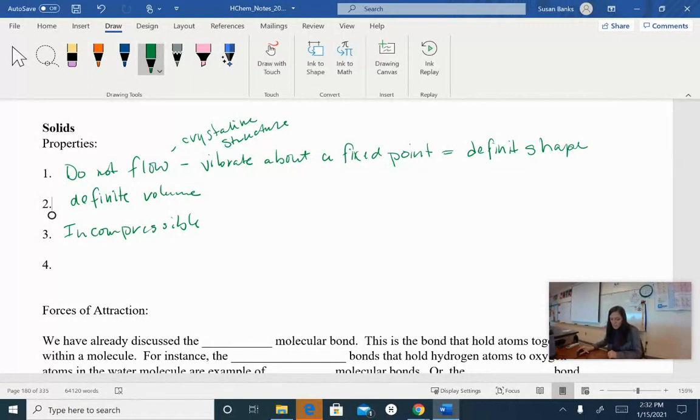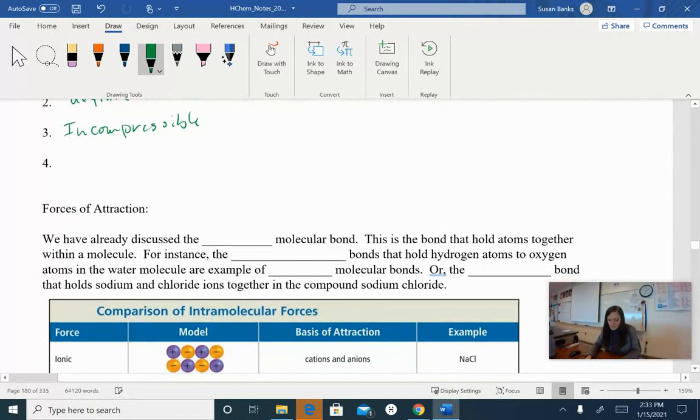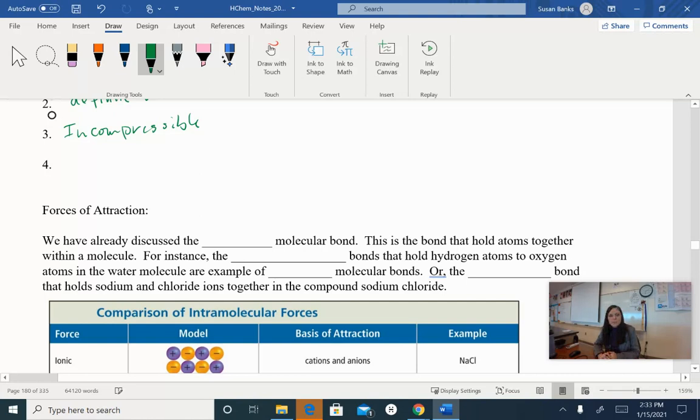Next time, we will talk about these forces of attraction and learn what the different intermolecular forces are, and you'll be well versed in IMFs.